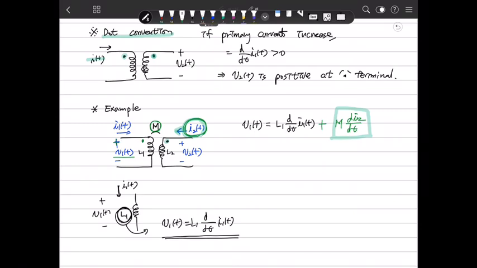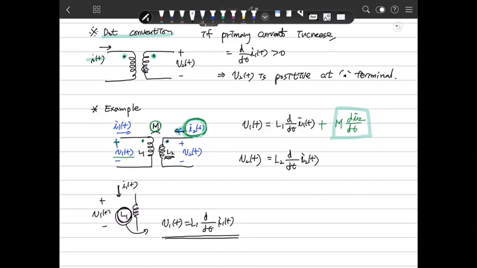In the same way, we can express v2(t) here. The current is going into L2 here, so the relationship between v2 and i2 caused by L2 is a self-inductance. You can write L2 d/dt i2(t) here.